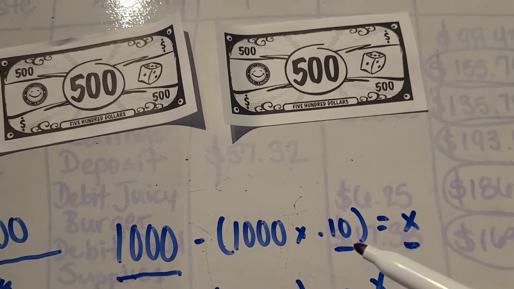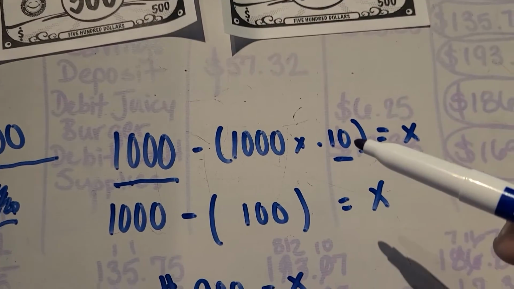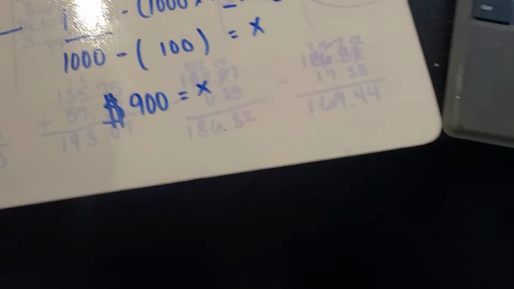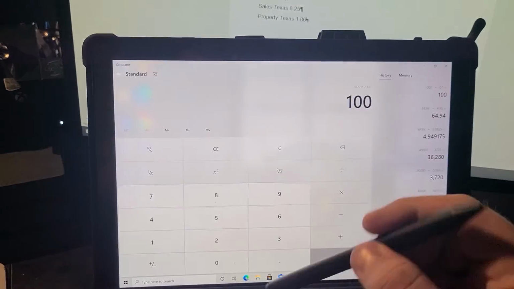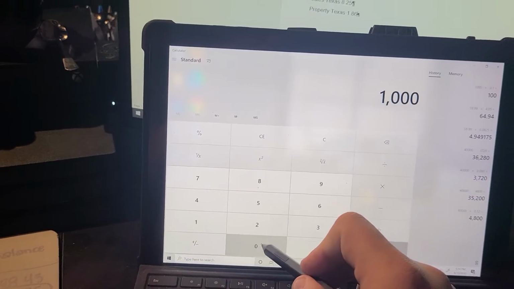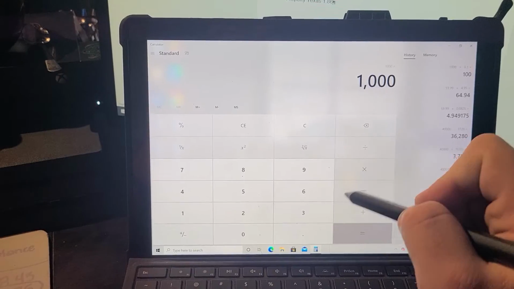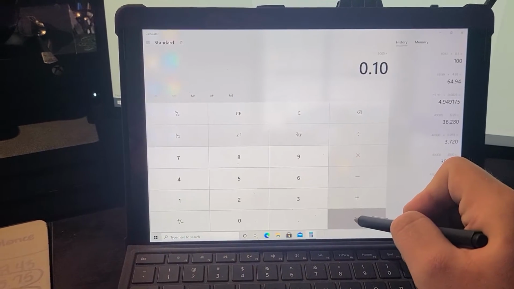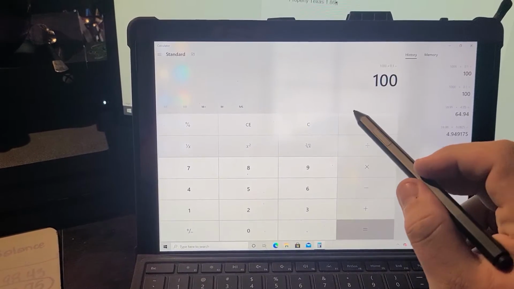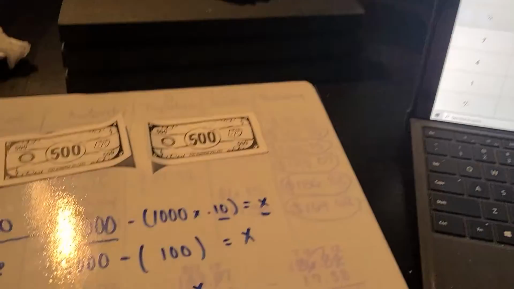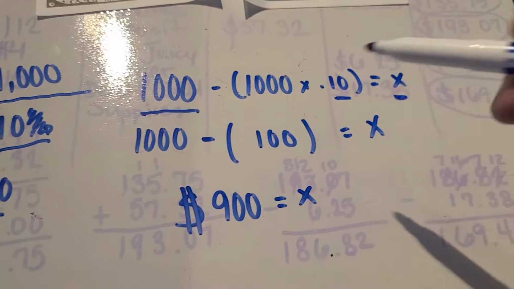So then as we correlate it down, in order to save some time, we're going to input this into the calculator, which will be represented here on my computer. We're going to take 1,000 and we're going to times it by 0.10. It comes out to 100. So then we're going to plug that back into our equation over here.